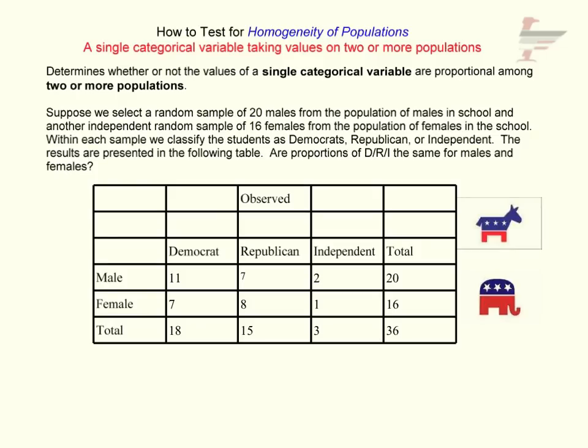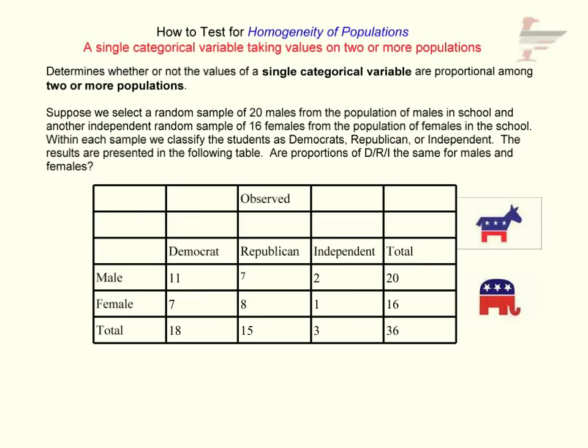Here we have a two-way table that is full of data involving the party affiliation for males and females. And you can see that we took a random sample from each population, so we ended up with a total of 36. We had 20 males and 16 females, and we asked each one of these populations what their party affiliation was, and you can see here that we had 11 males say they were Democrats, 7 said they were Republicans, and 2 said they were independent. And then we also see the responses for the females as well.